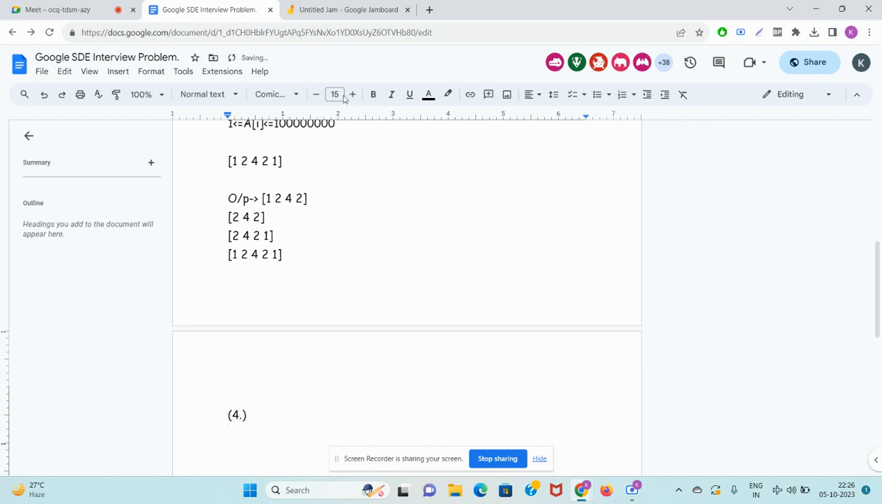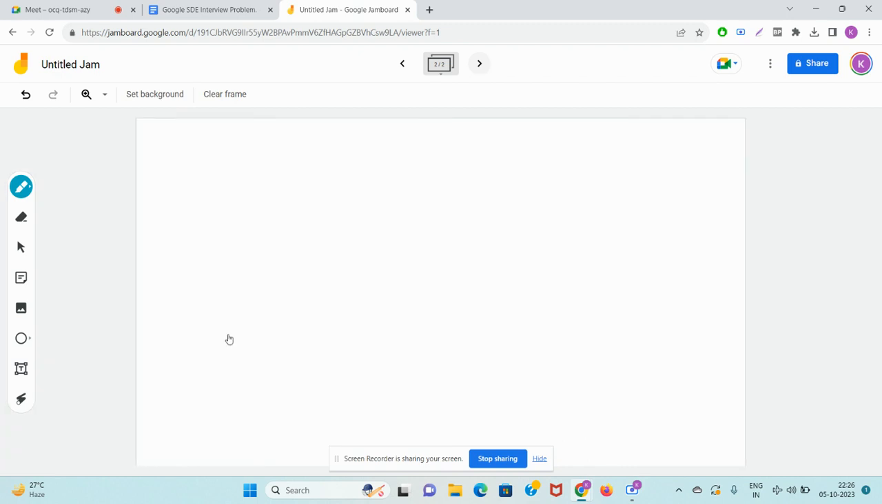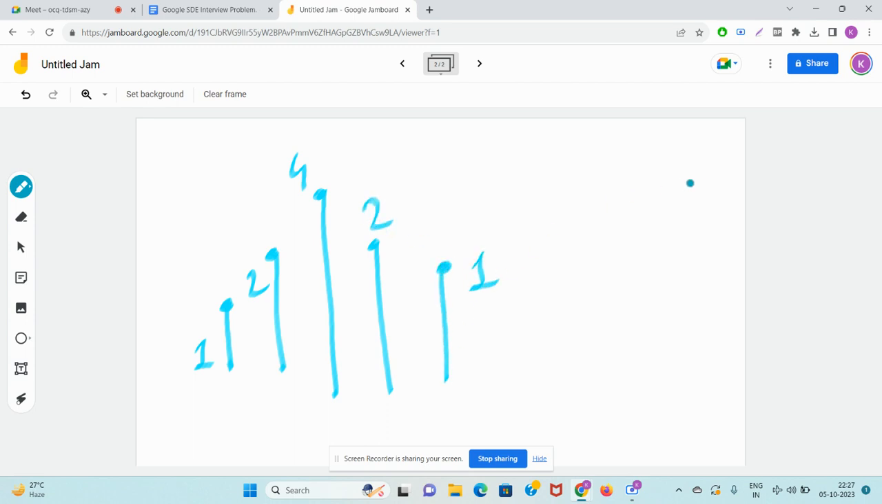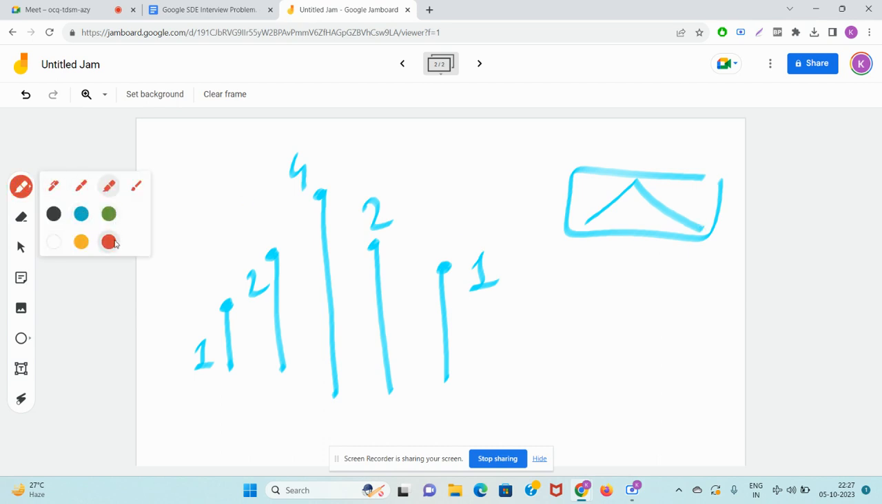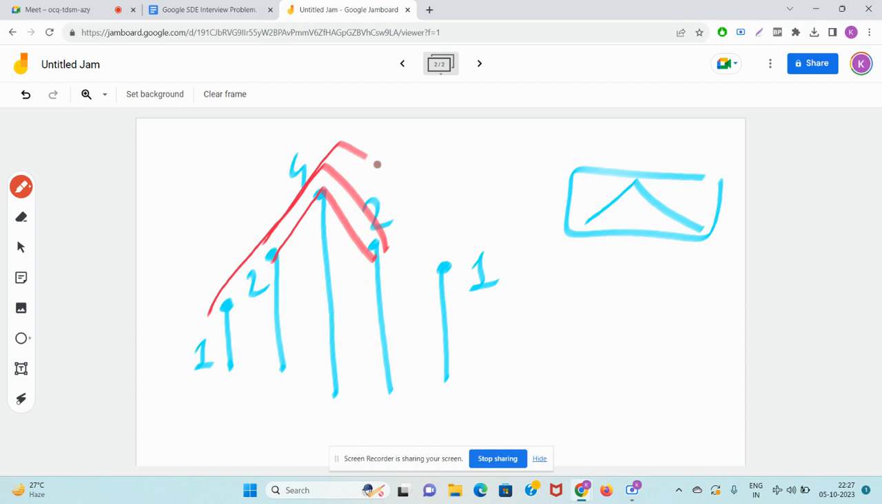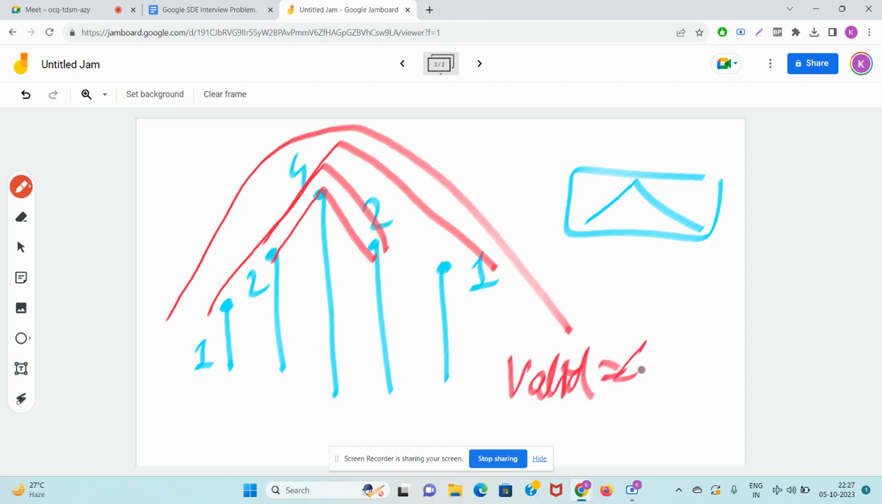What is the meaning of mountain? I think I will have to explain that also. This is 1, this is 2, this is 4, this is 2, this is 1. We have to find all the subarrays which have this triangle shape. Obviously 242 has a triangle shape, so it is a valid subarray. Similarly, 1242 has a triangle shape, so this is also valid. Similarly, 2421 is in triangle shape, so this is also valid. Similarly, the full thing 12421 is also a triangle shape, so this is also valid. There are total 4 mountain subarrays in this array.